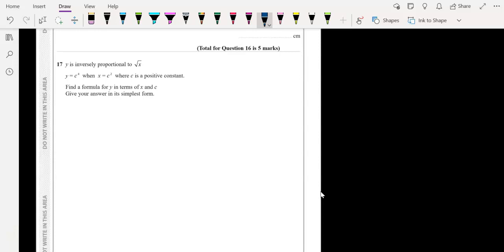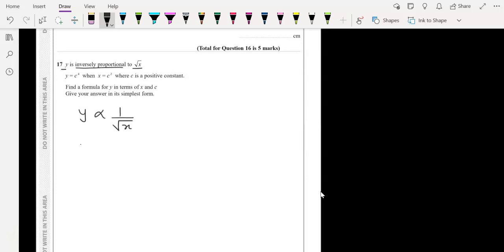Y is inversely proportional to the square root of x. The value of y is c^4 when x is c^2, where c is a positive constant. Find the formula for y in terms of x and c. Give your answer in the simplest form. Okay, y is inversely proportional to the square root of x, so I can write y is proportional to 1 upon square root of x.